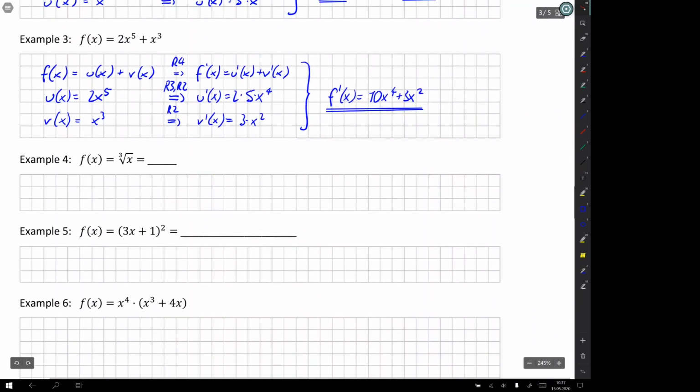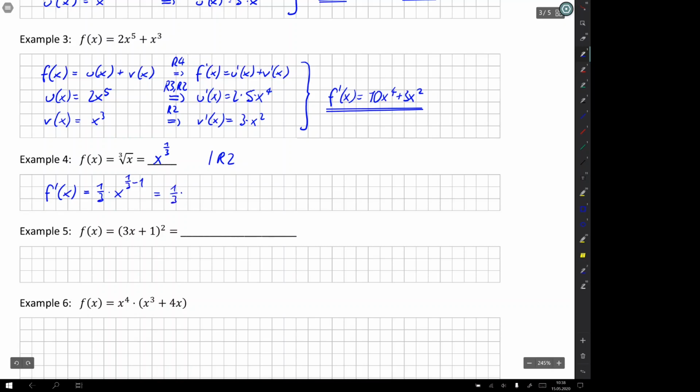Example 4, think about how we can rewrite this expression so that we can apply immediately one of the rules above. Well, here comes the solution. The third root of x is x to the power of 1/3. And this means we can apply rule 2, and we get f dash of x is 1/3 times x to the power of 1/3 minus 1.